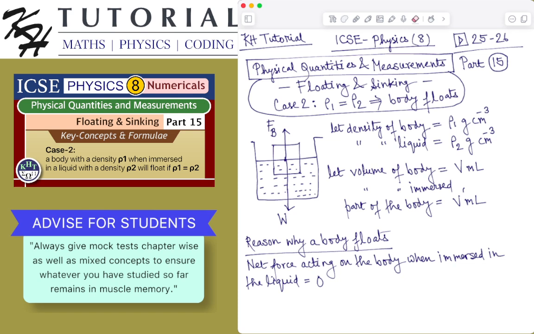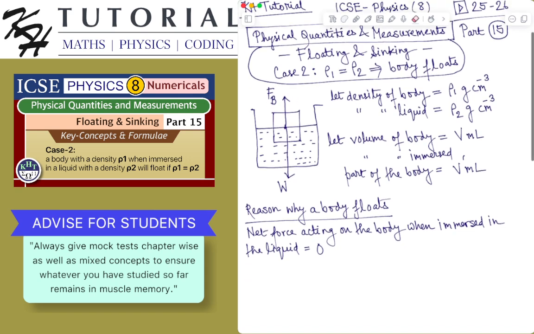Now, when does a body float? Why does a body float? A body floats when the net force acting on the body when immersed in the liquid is zero. A body floats means that it is not moving down nor is it moving up. When will it happen? It will only happen when there is no net force acting either vertically downwards or vertically upwards. That is, the net force is zero on the body.